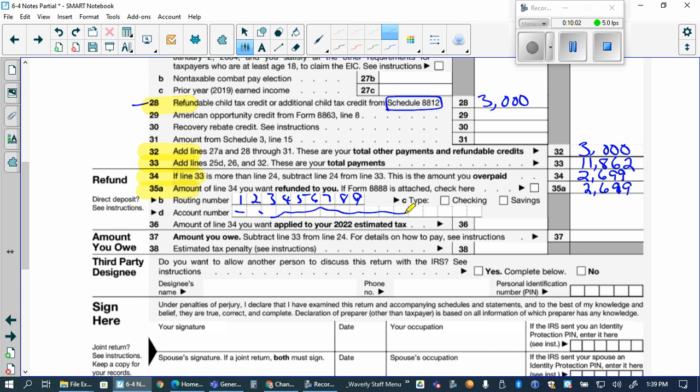Okay? And then tell them what type of account this is, just generally, probably your checking account you want it to go in, yeah? Because if you don't fill that out, they'll send you a paper check, it just takes a lot longer, okay? And we get a refund of almost $2,700 here, right?